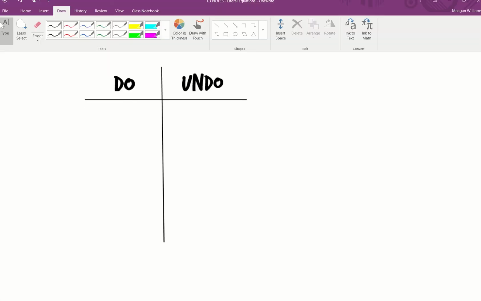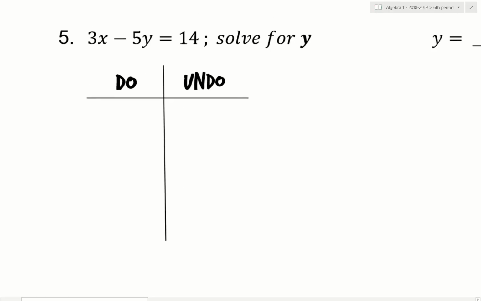What am I solving for? Y. So talk me through this. I'm not going to say anything unless you do. So talk me through this problem. What do I need to do first? Oh, what about my do column? Oh, Y. Okay. Then what? Okay, times negative 5. Good. Don't forget that number or that sign in front of your number, okay?